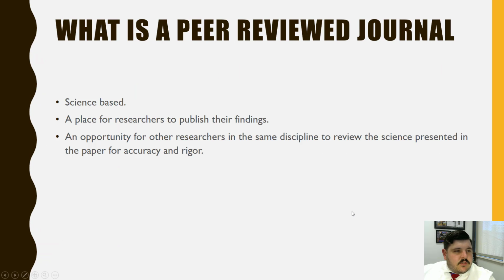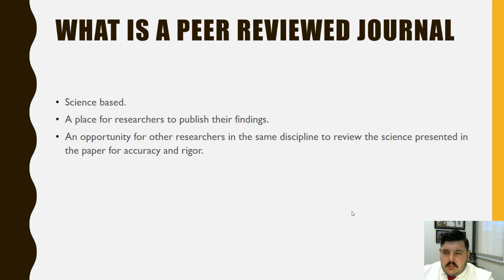All right. So what is a peer-reviewed journal? When we say that, and you're going to hear it a lot, we need to be sure that you have a strong foundation of what that means. Typically, it's science-based, and that means that there's been some element of research put into the results. And the methodology uses the scientific method for discovery. A peer-reviewed journal is a place for researchers to communicate their findings to some other people in a similar discipline.